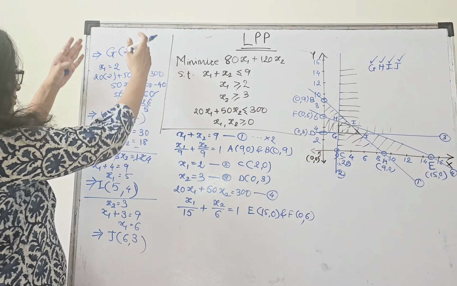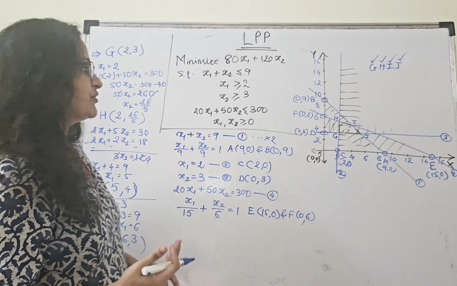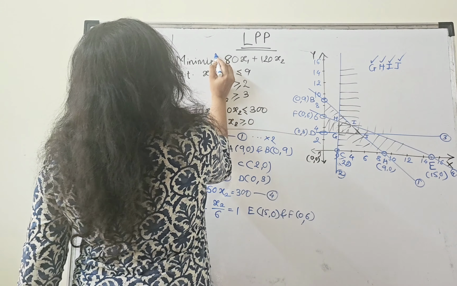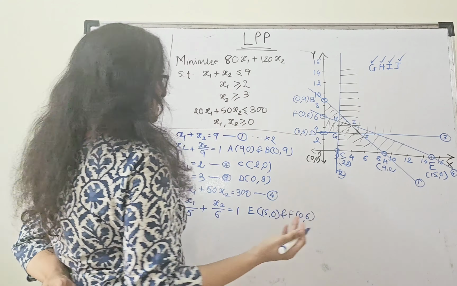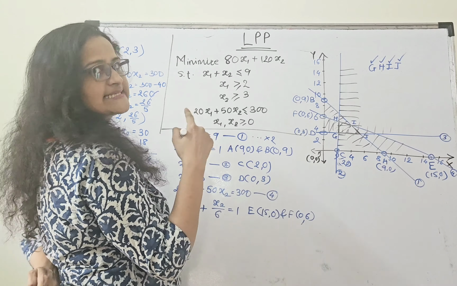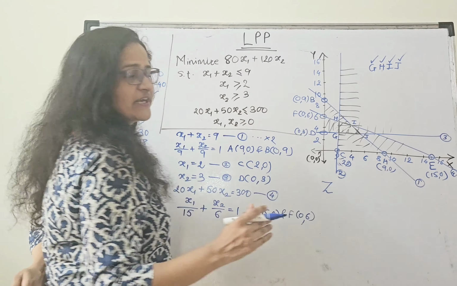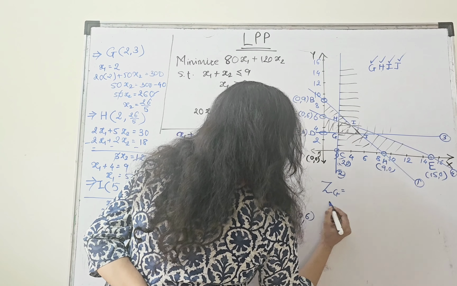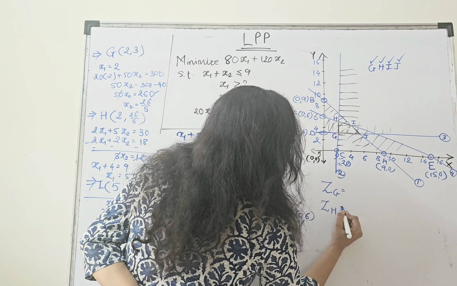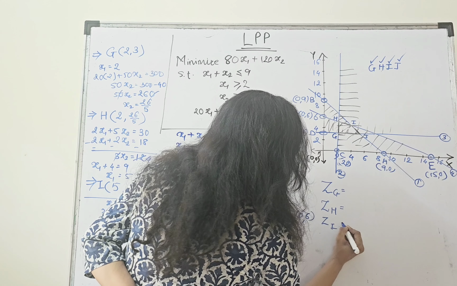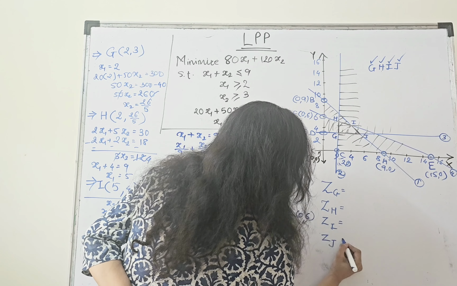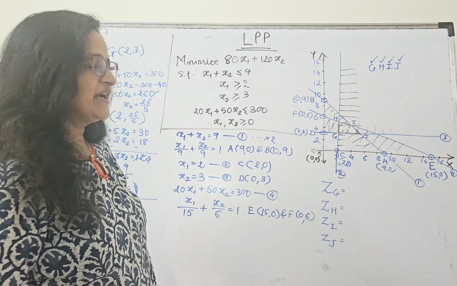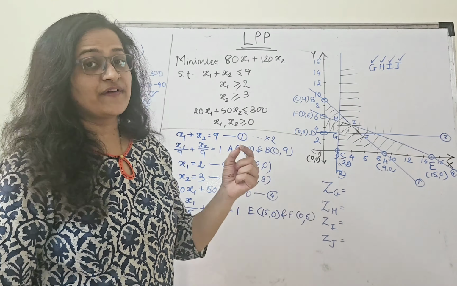Now you got all of these 4 points. Now what you have to do? Put these in the objective function. The objective function you usually indicate by Z, right? So you have to find out the 4 values: ZG, ZH, ZI, ZJ. Once these 4 are identified, you would be able to easily identify the answer.